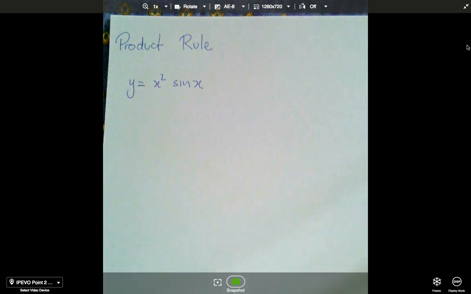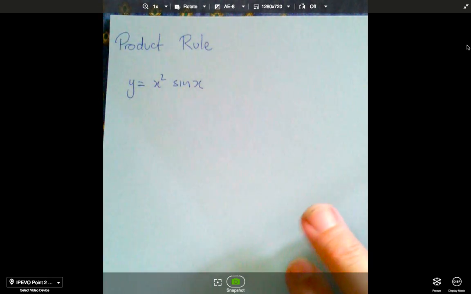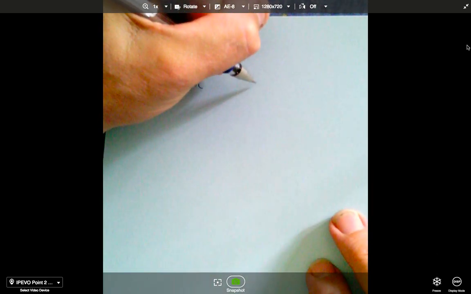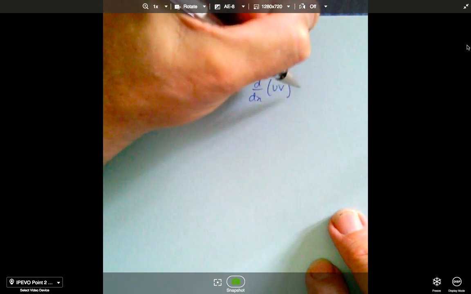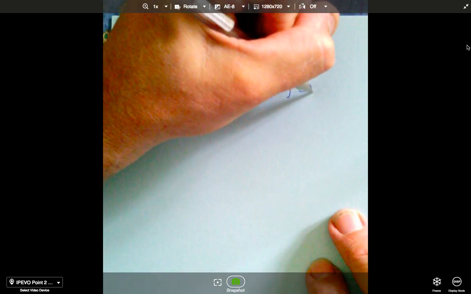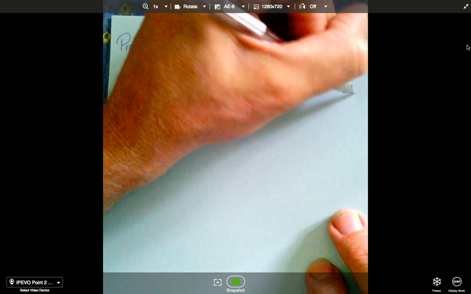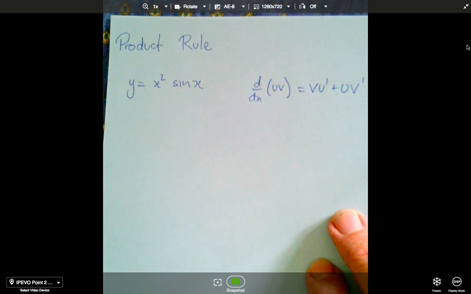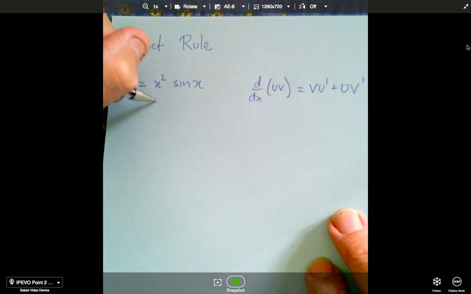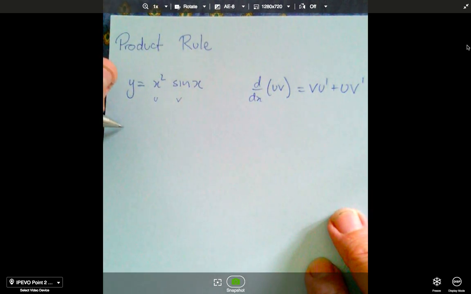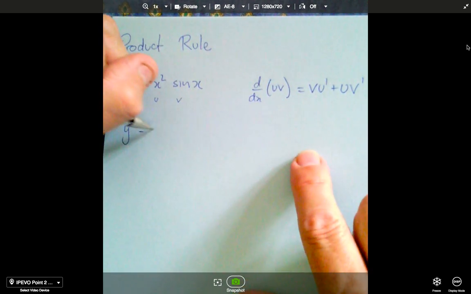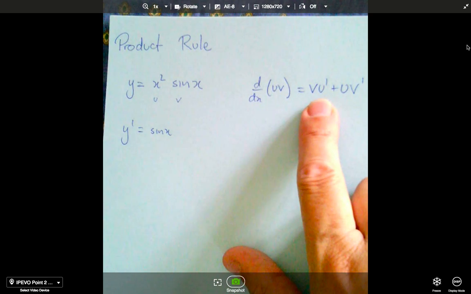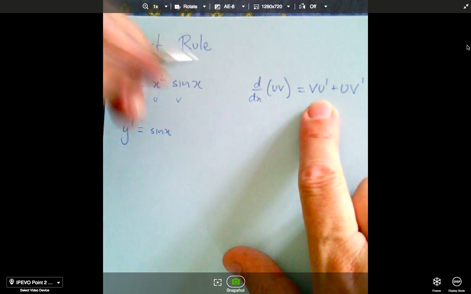This is where it starts getting a bit more difficult because we've got lots of things happening. Now the product rule, I like to write it as the derivative of uv equals vu dash plus uv dash. So in other words, if this is our u and this is our v, the derivative y dash is going to be v, sine x, times the derivative of u. What's the derivative of x squared? 2x.